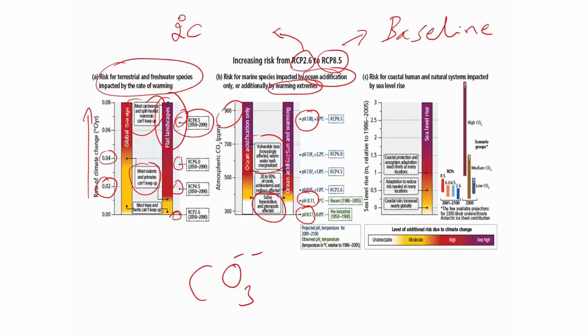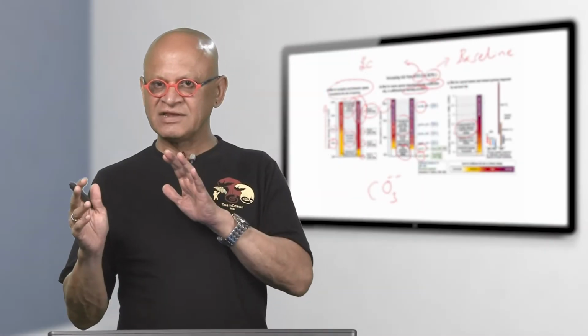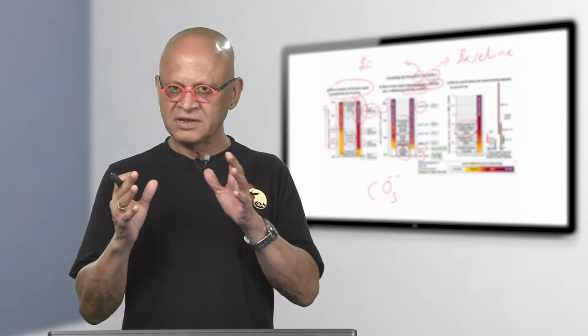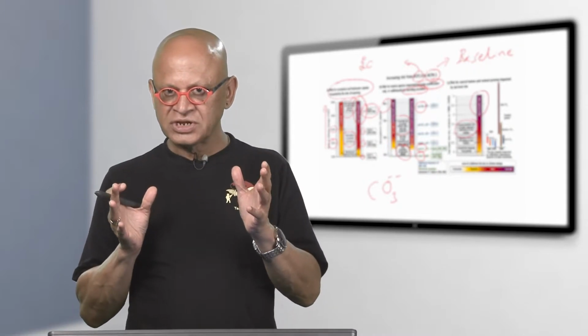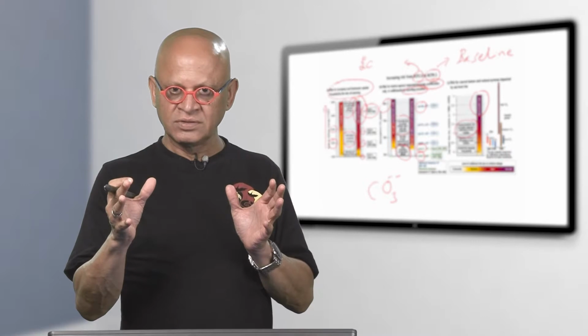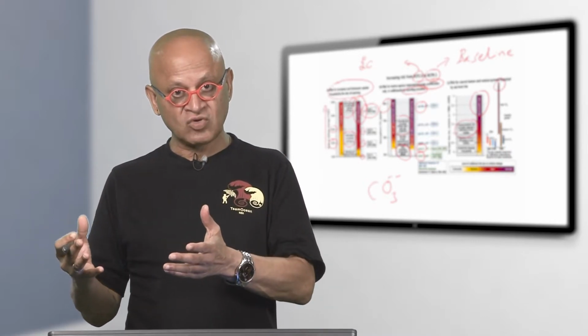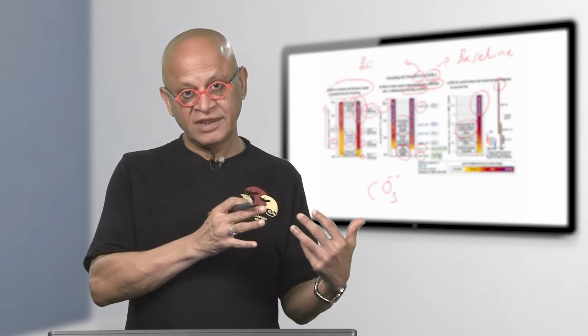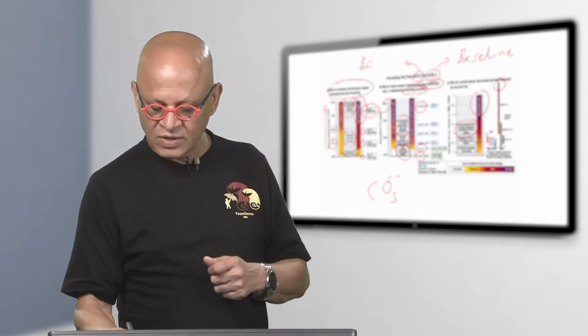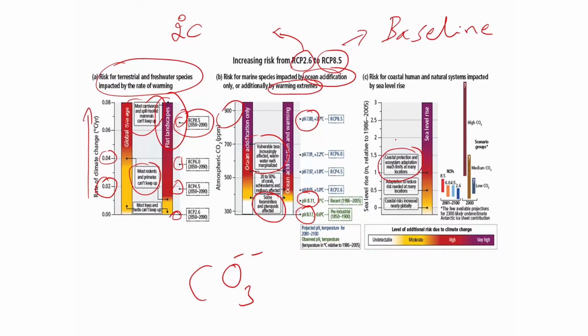The risk of coastal human and natural systems being impacted by sea level rise, again, coastal risks increase. Adaptation to reduce risks will be needed. We haven't exactly defined adaptation other than saying that it is ways of adjusting to the changes that are inevitable. It could be building seawalls or re-establishing mangroves and so on, but we will come back to more details later on. Okay?